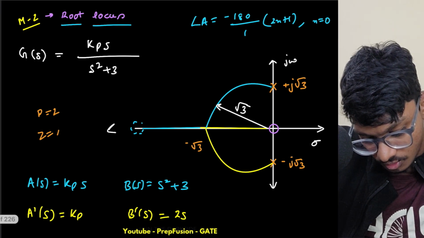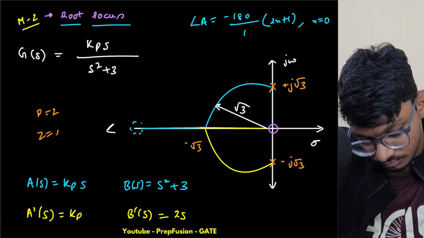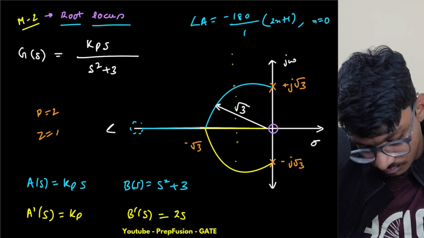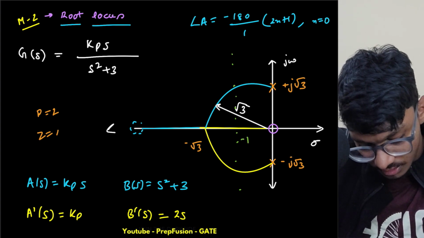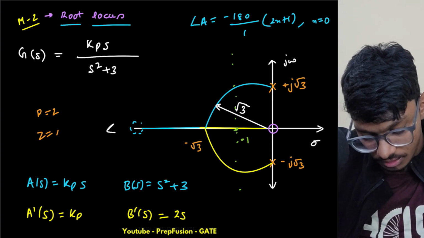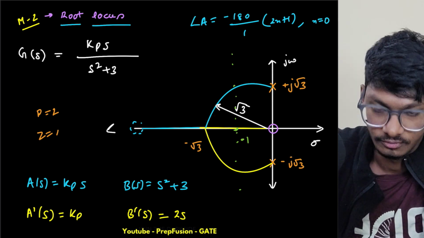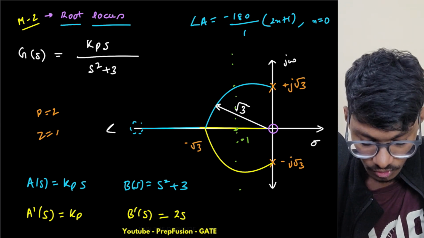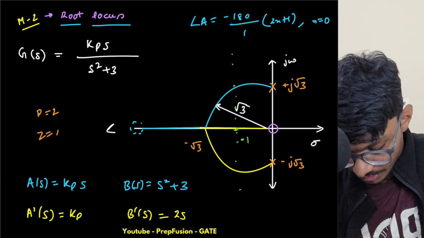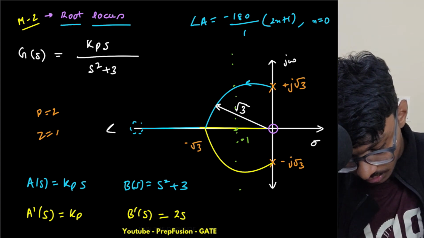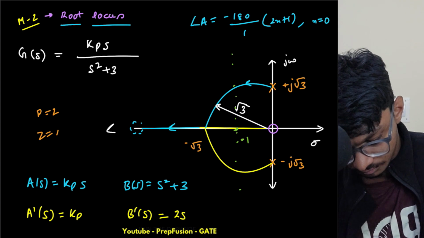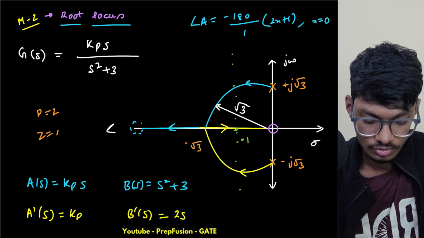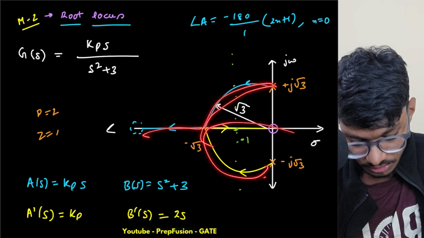So let me just draw the line. This is the minus 1 line. All the poles have to lie on the left hand side of this. If all the poles lie on the left hand side of this, then this will still remain an underdamped system. Let me mark the arrow directions of the root locus, going here, here, and this is going here and here. So basically, this is going here and this is going here.